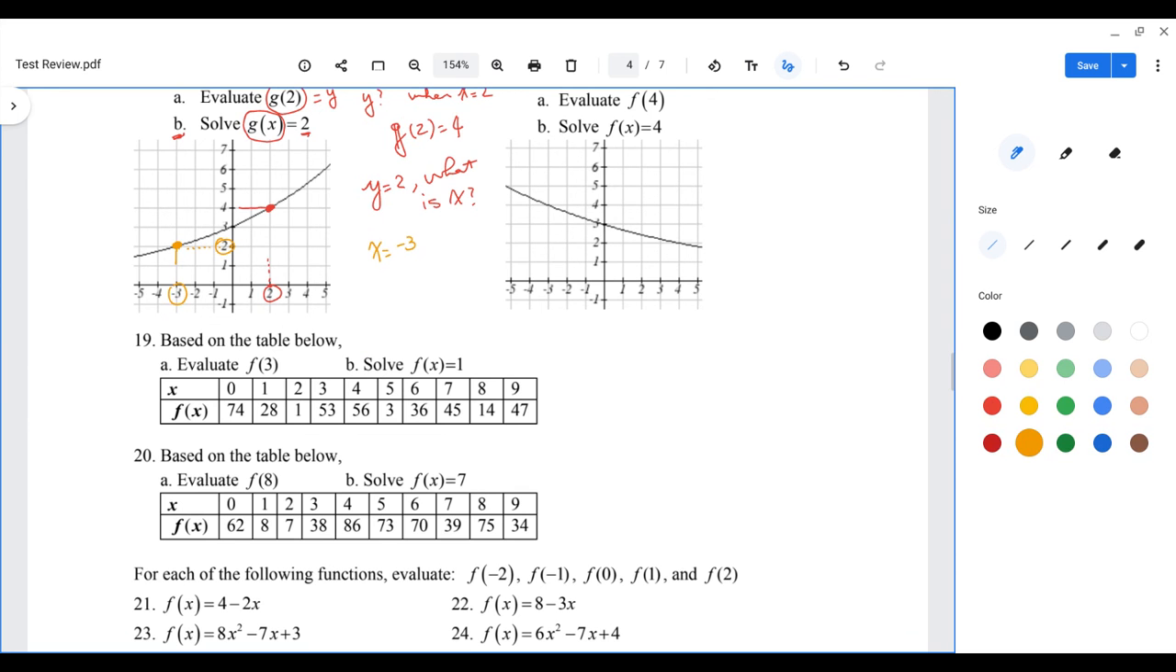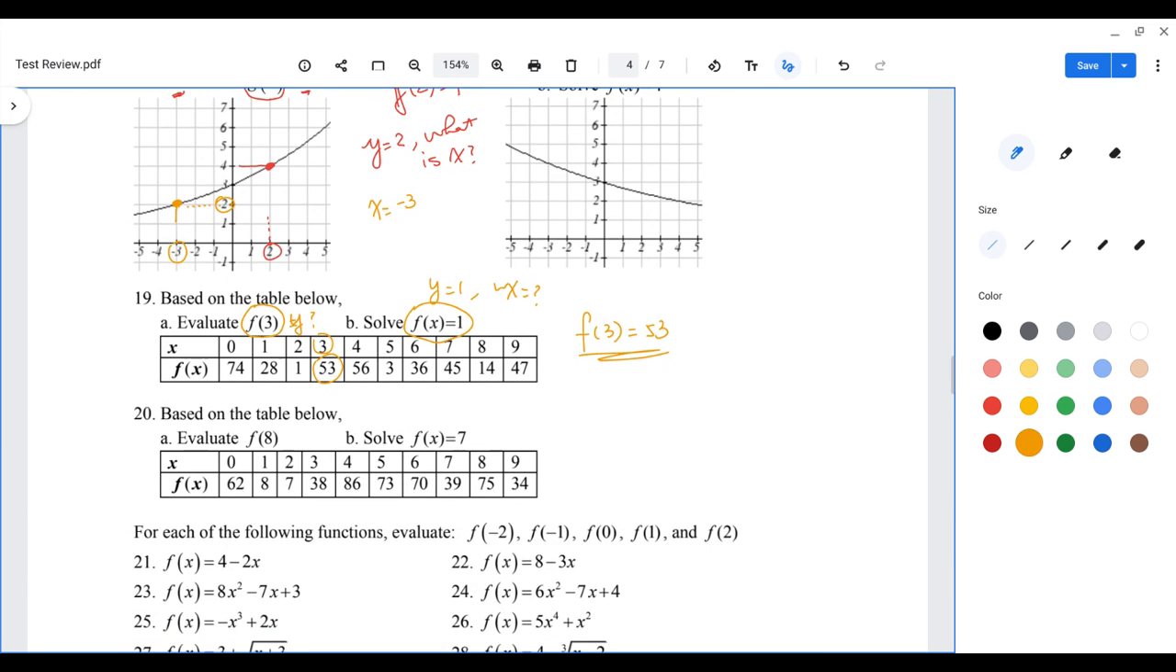So table, even easier. The table tells you, okay, evaluate f(3). So it asks you, what is the y when x is 3? X is 3, y is 53. When you write your answer, you need to write it like this. And this one, basically y equals 1, what's x? Okay? Find it out yourself.